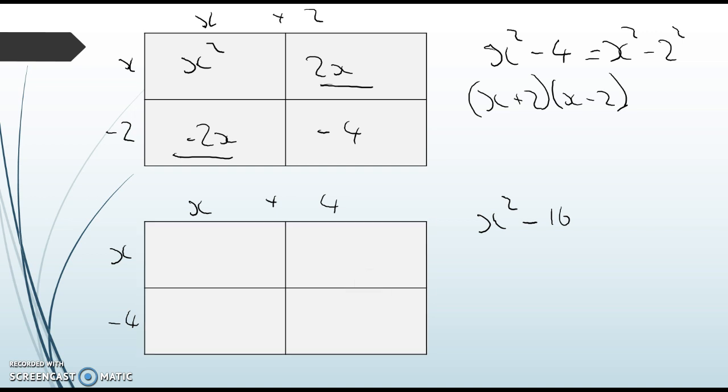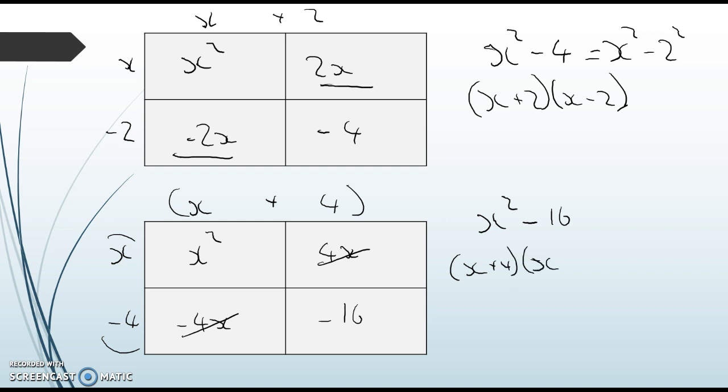So these are actually going to be our factors. x squared, 4x, negative 4x, negative 16. So multiplying all that out, that works. Our 4x, our negative 4x cancel out. So there is one factor. There is our other factor. So we have x plus 4, x minus 4.